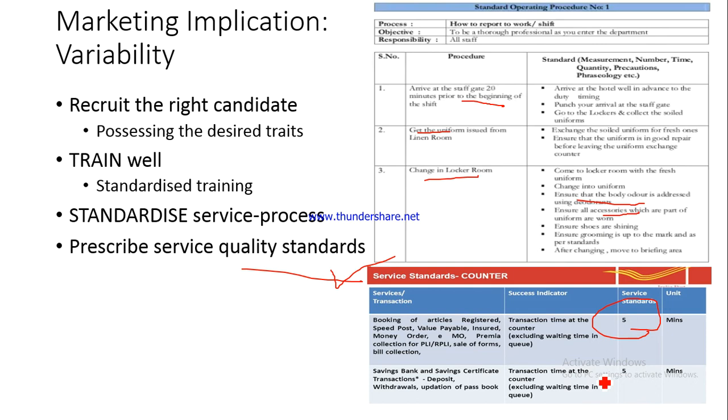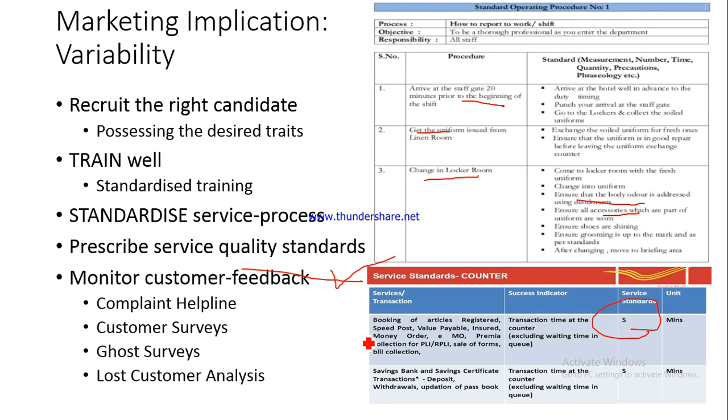Fine. And not only do you have to prescribe the service quality standards, but you also have to ensure that they are implemented, because if you are not able to get them implemented, they are of no use. And that is why you still have to wait for more than 5 minutes to get your speed post booked. Why? Because there is lack of implementation. So if you want to ensure that the customer is satisfied, you don't only have to prescribe but also ensure that the service quality standards are implemented.